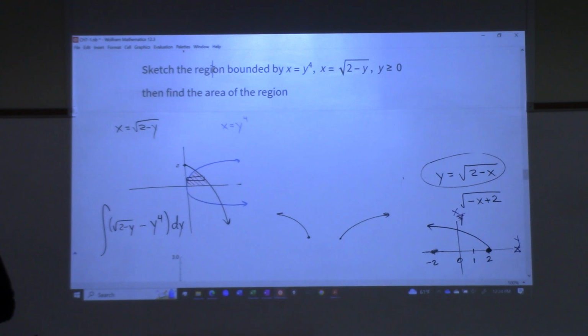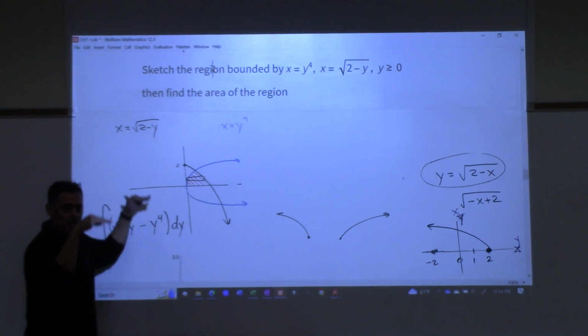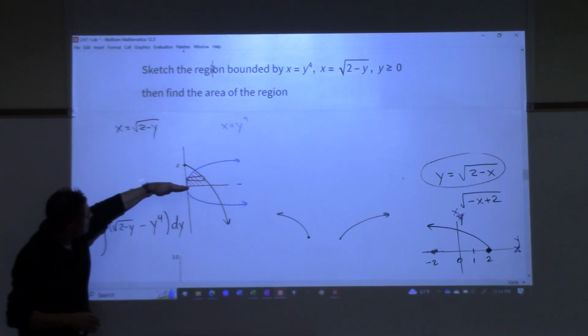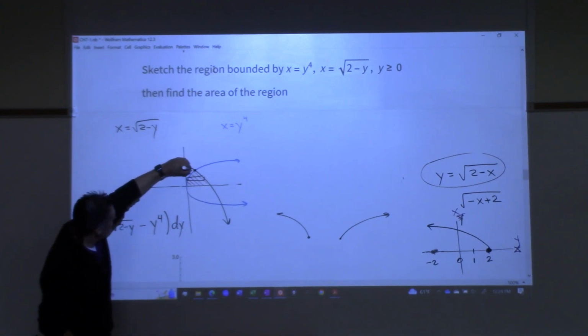The only thing left is my limits of integration. Where am I going to start and stop? And because it's horizontal, I'm going from y values. So I start where? 0, and I stop? Not sure yet, right? I need to figure out where they hit each other.